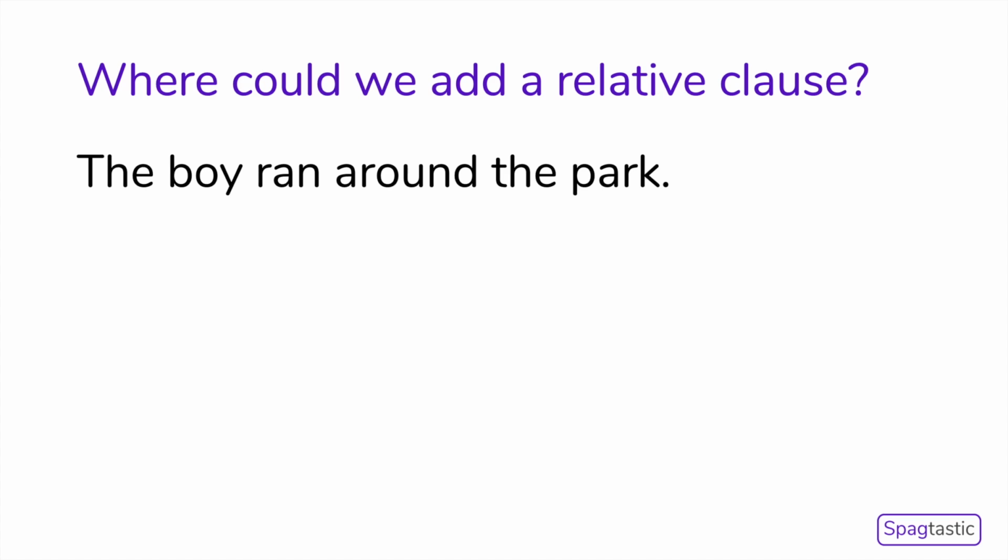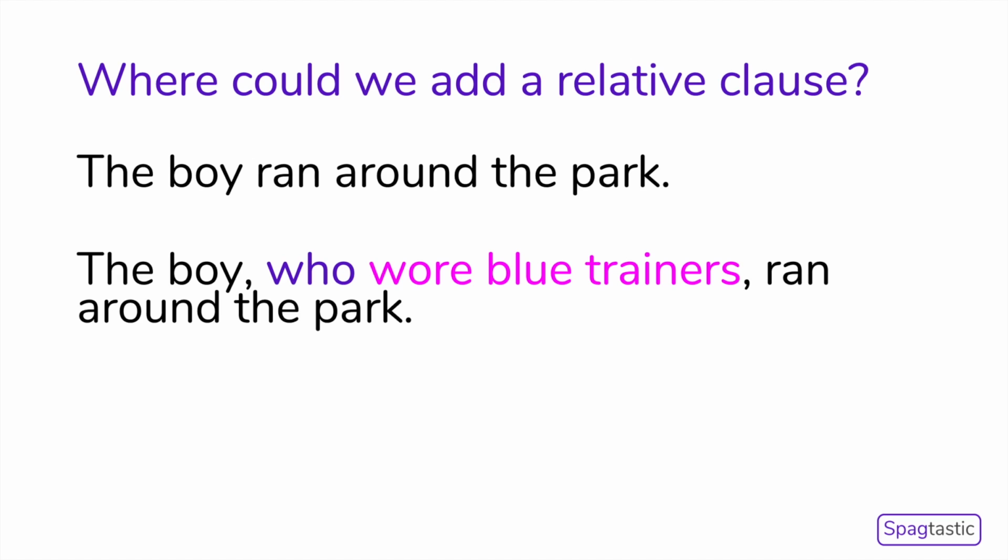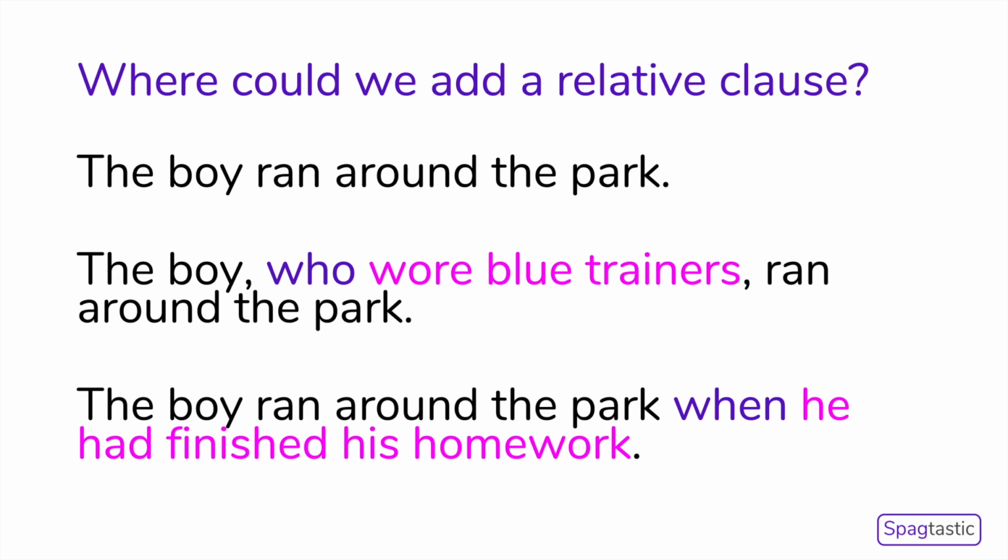Here are some suggestions. We could have the boy, who wore blue trainers, ran around the park. Here, the relative clause is who wore blue trainers, and it is introduced by the relative pronoun who. Another possibility is the boy ran around the park when he had finished his homework. Here, the relative clause is when he had finished his homework, and it is introduced by the relative pronoun when. Both of these relative clauses give us more information about the boy.